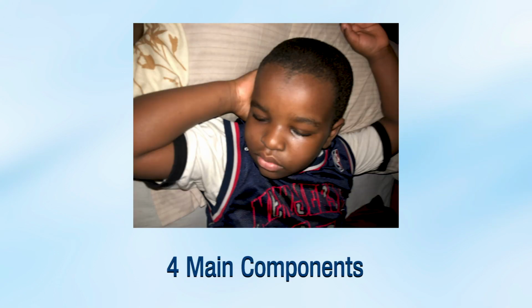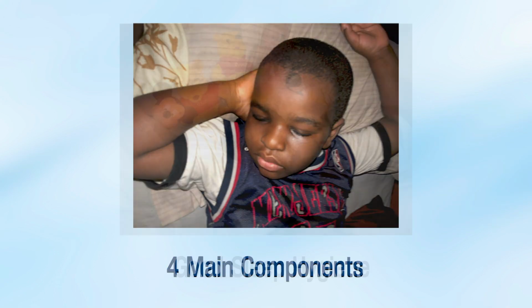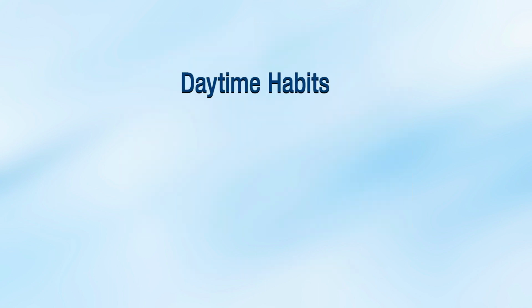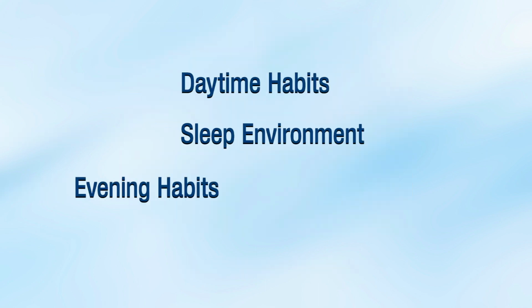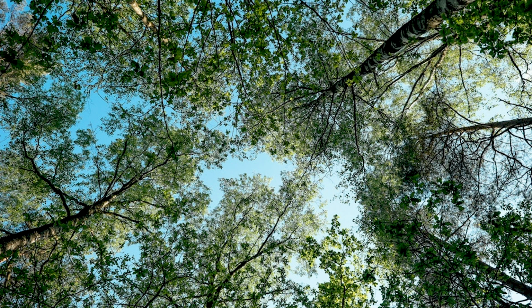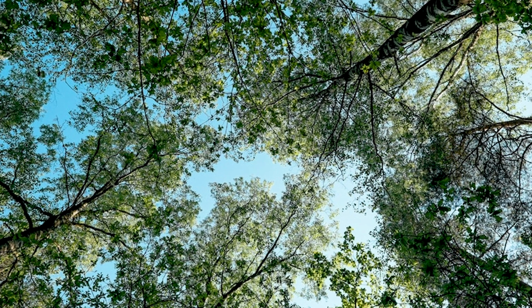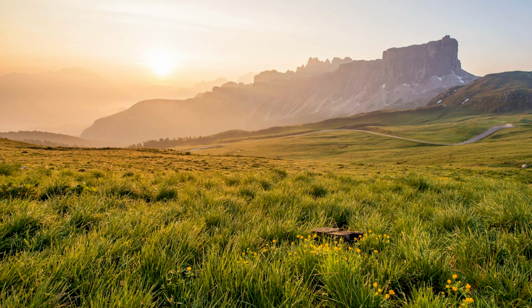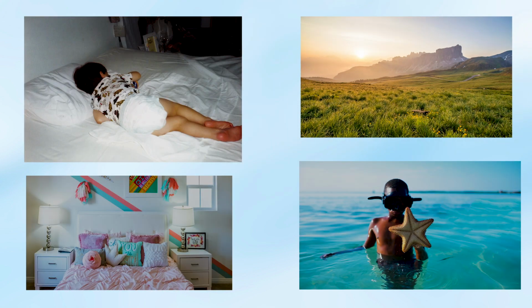There are four main components to successful sleep or good sleep hygiene: daytime habits, sleep environment, evening habits, and bedtime routine. There are 5 daytime habits to keep in mind when helping children with autism spectrum disorder improve sleep: light and morning routine, exercise, naps, bedroom use, and caffeine.